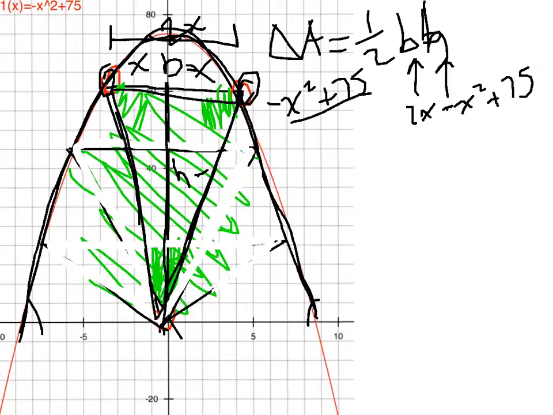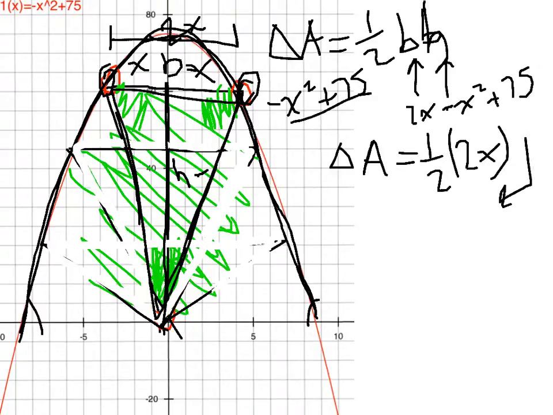Okay, so we have these two values now. We have these two values of x that make up this equation. The area of the triangle equals now 1/2 times 2x, which is the base, times negative x squared plus 75.